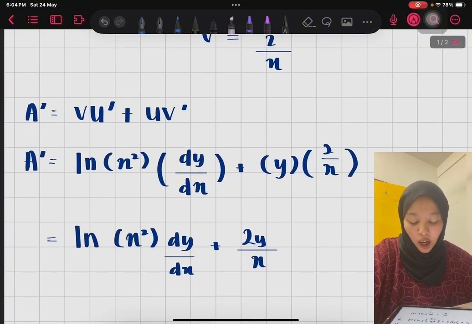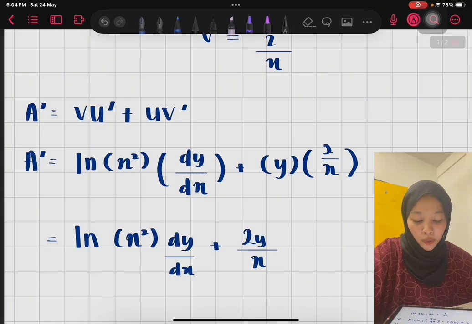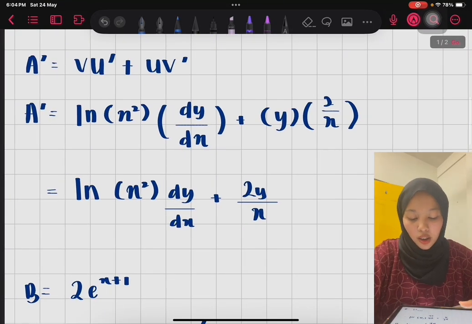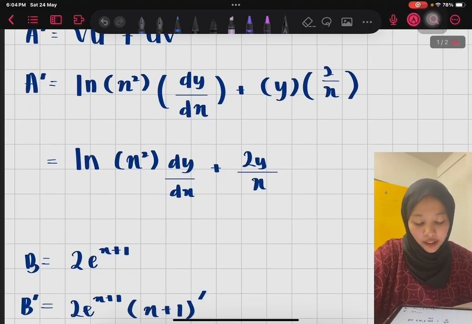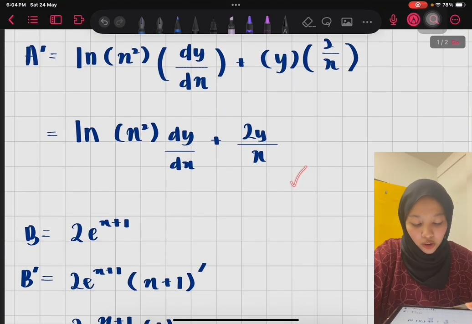So our v is ln x power of 2 and our u prime is dy dx plus y and v prime is 2 over x. Okay, we have to simplify and we will get ln x power of 2 dy dx plus 2y over x. So this is the answer for a prime.